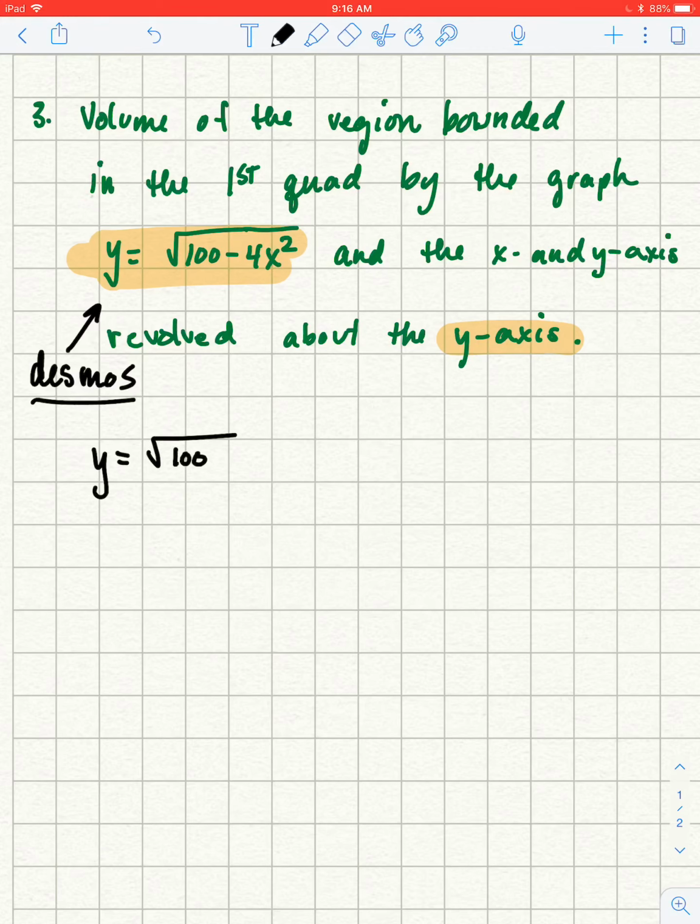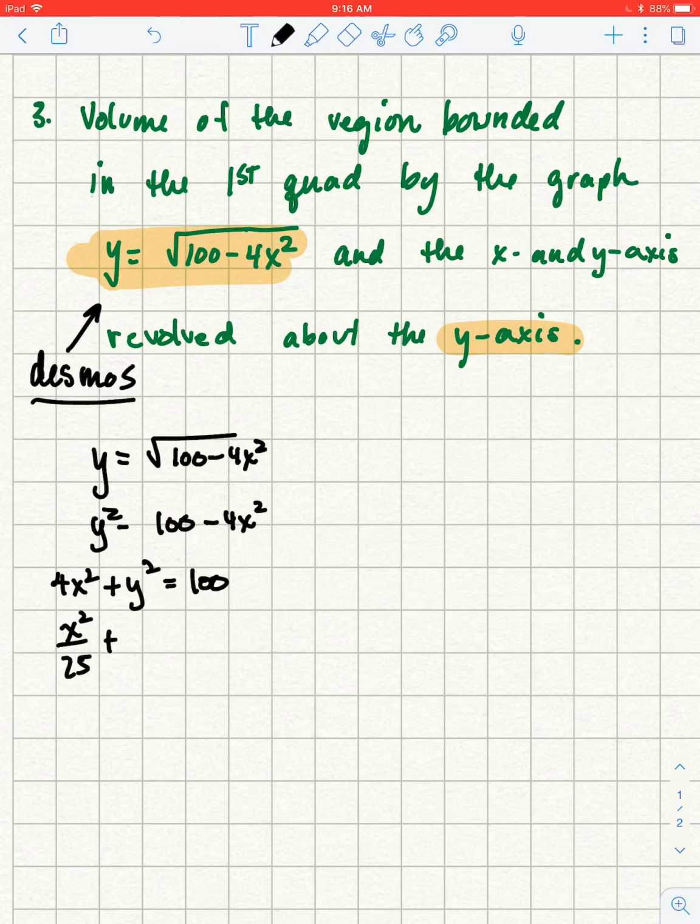So if you have this function, say you square both sides, bring x and y to the same side, so it looks like this, and then what you do is divide everything by 100, so it'll look like this. So this is the equation for an ellipse, and what an ellipse looks like is an oval.